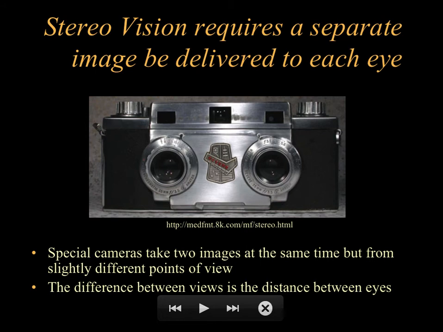Now in 3D systems where we might be generating a computer-generated 3D movie, it's just all done in software. But if you want to take actual 3D photos of a real-life scenario, you'll have a camera with two lenses.